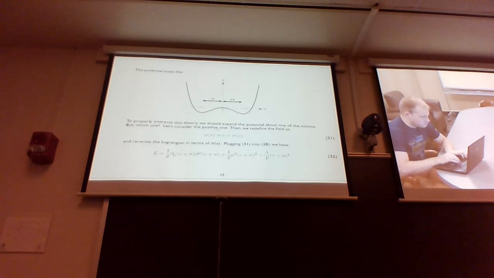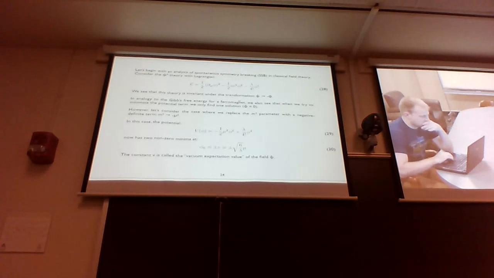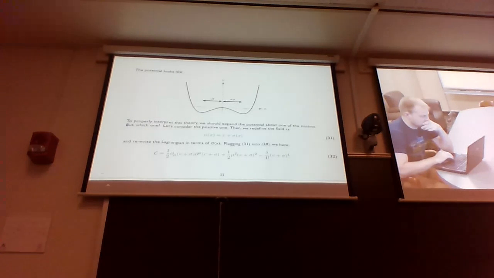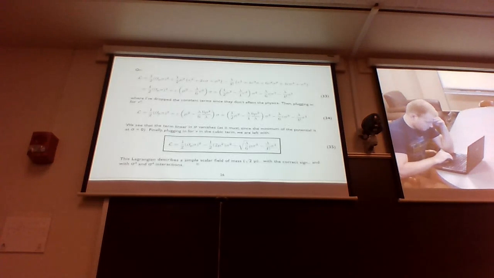So I'm shifting the field by the VEV. I'm rewriting it in terms of this field sigma and the VEV. Okay. And so what I want to do is rewrite the Lagrangian in terms of sigma. So I plug this into my original Lagrangian and start expanding everything out. The VEV is a constant, so the derivatives aren't going to act on it, but it is going to have some consequences, right? So if I square everything out, my theory looks like this, okay?